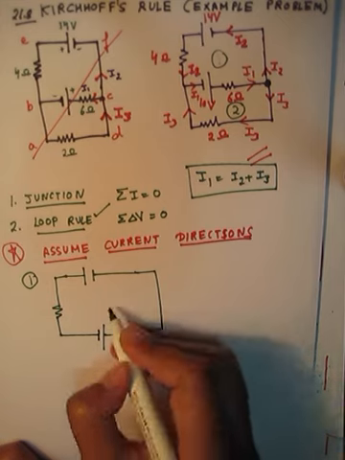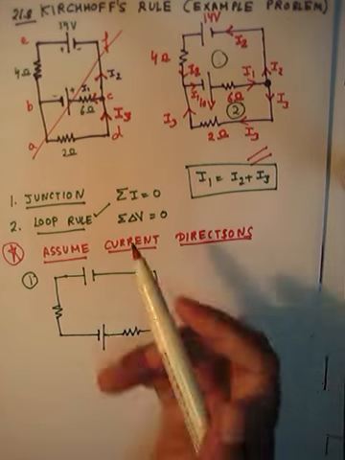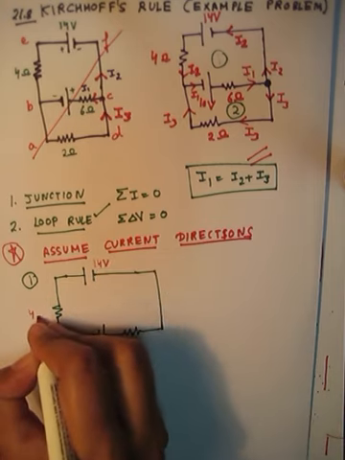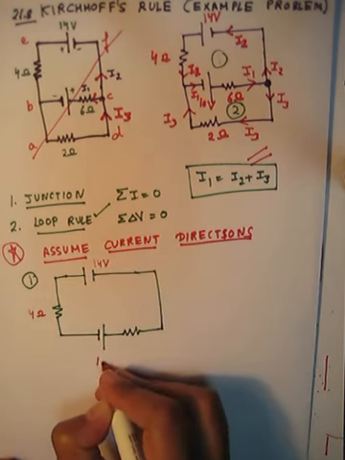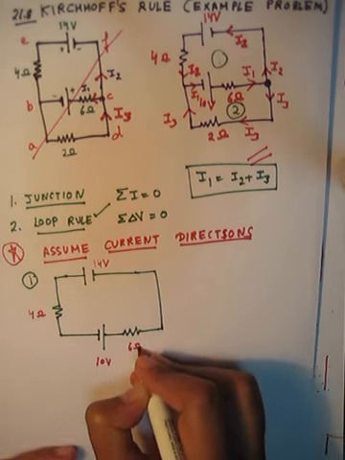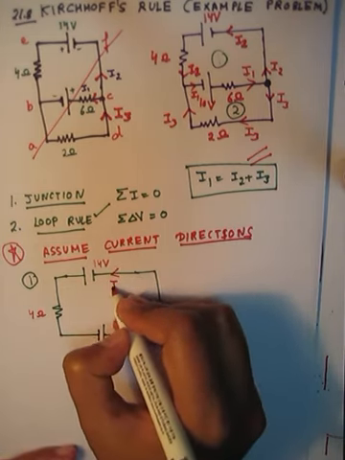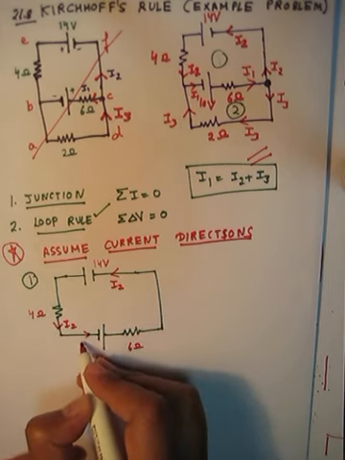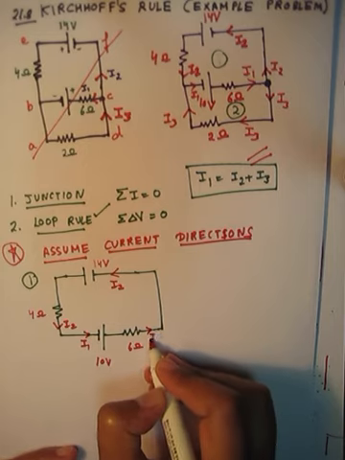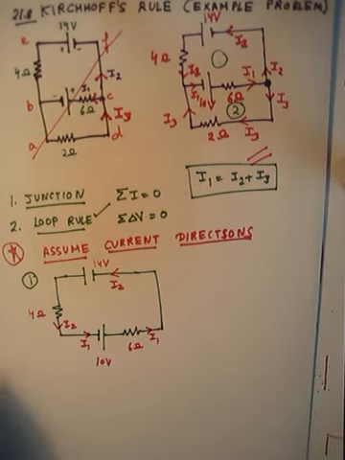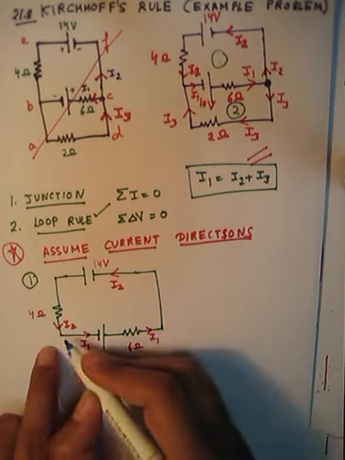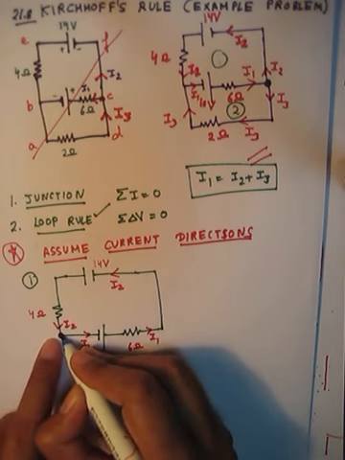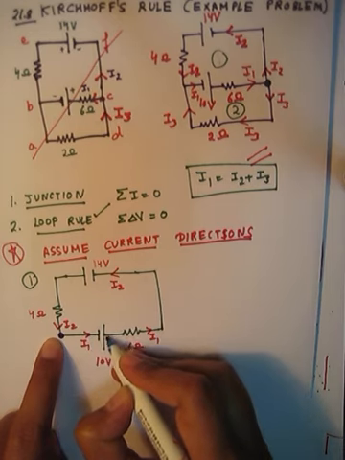So this is our first loop, and it has 14 volts, 4 ohms, and 10 volts and 6 ohms. Current I2, current I2, I1 and I1. Okay, so if we start from any point, let us say that we start from here, and then we move along this direction.